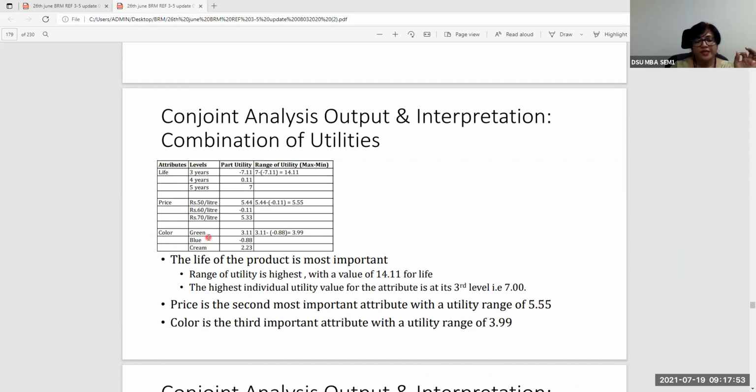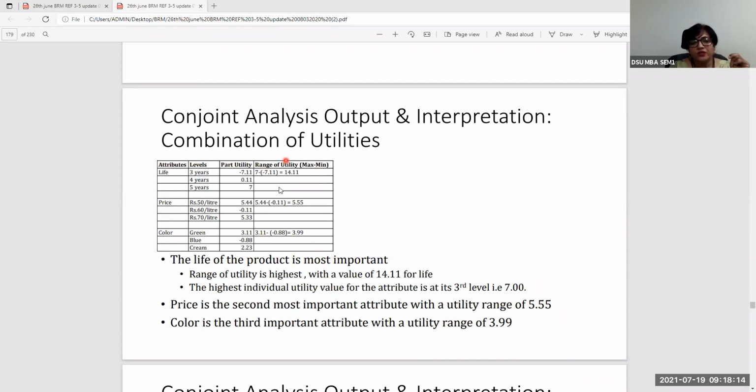And for color, for example, green, blue, and cream color have been given, and the utility levels are given there. For the range of the utility, again, the maximum and the minimum have to be subtracted. So maximum minus minimum, 3.11 minus minus 0.88, which is basically going to be 3.99.